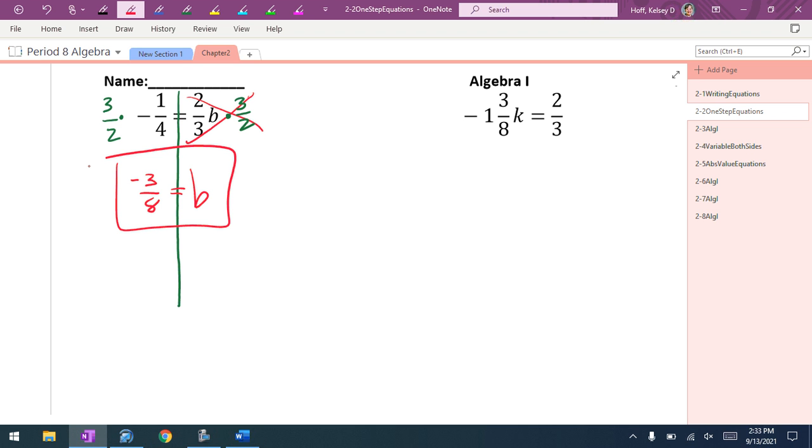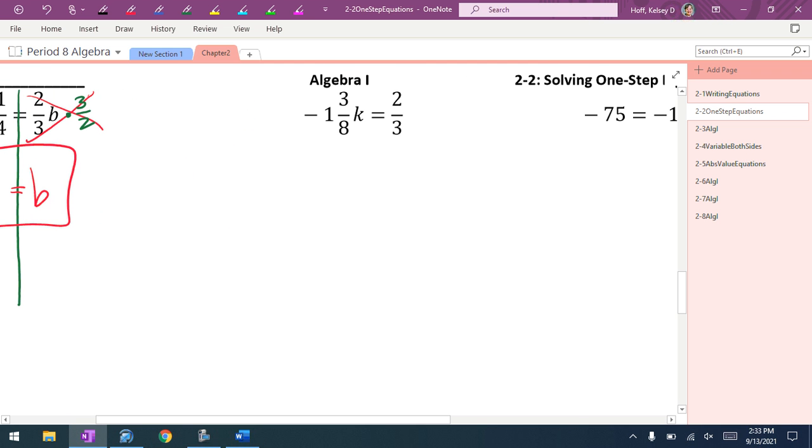Don't put it there. But you only need one negative sign, right? If you have two negative signs, what's that mean? It's actually positive, which is not simplified. So you only have one negative. How about in the middle? -1 3/8 k equals 2/3.